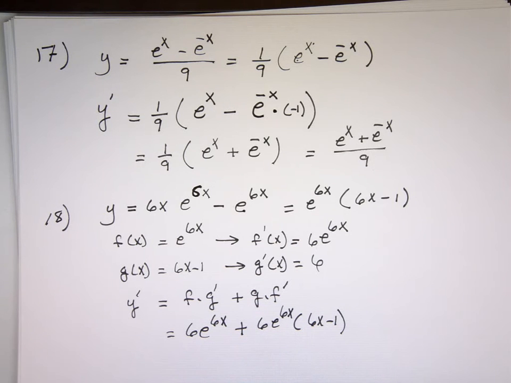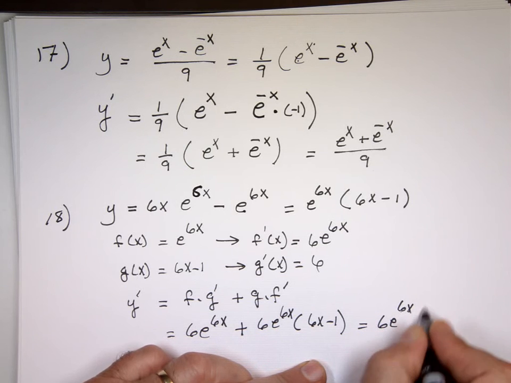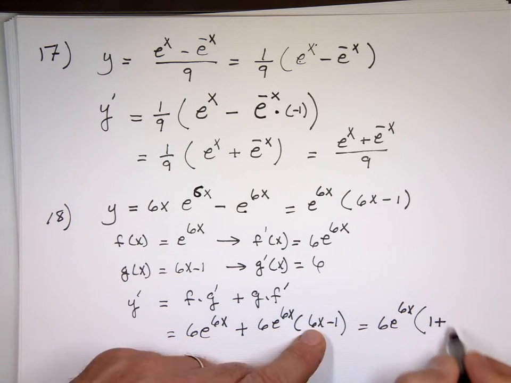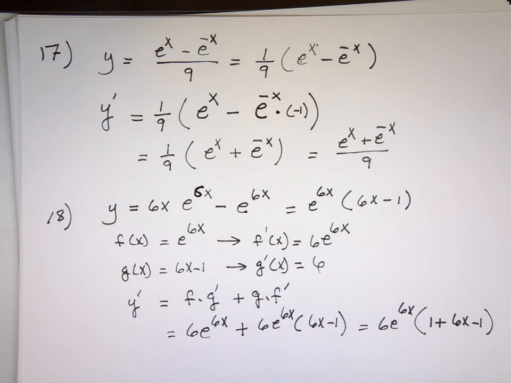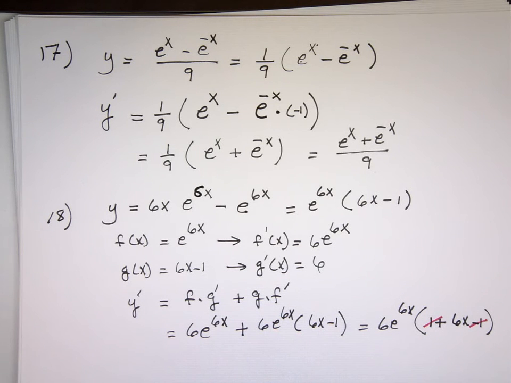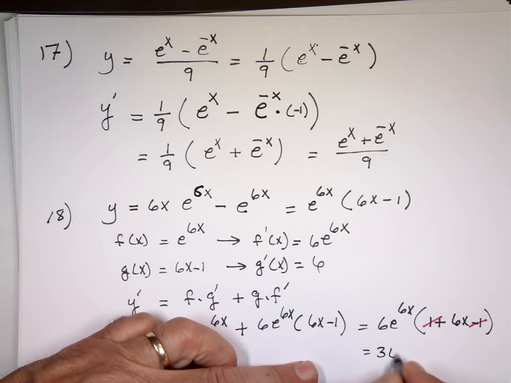Oh, factor, right? If you factor out 6 e to the 6x, what is left here? 1 plus 6x minus 1, right? What happens to the 1 minus 1? 6 times 6, 36x e to the 6x.